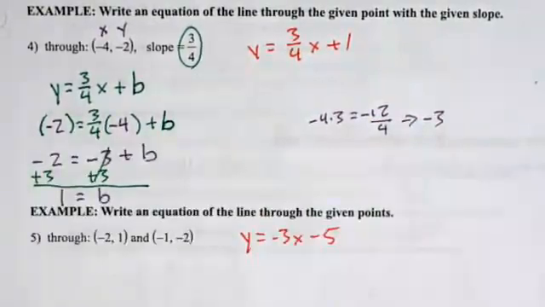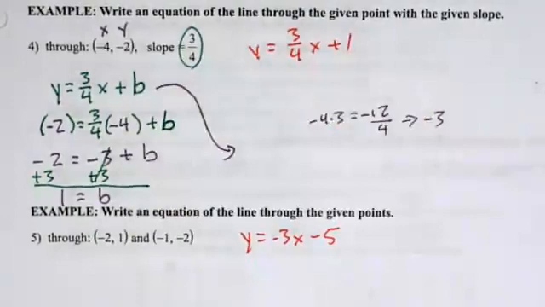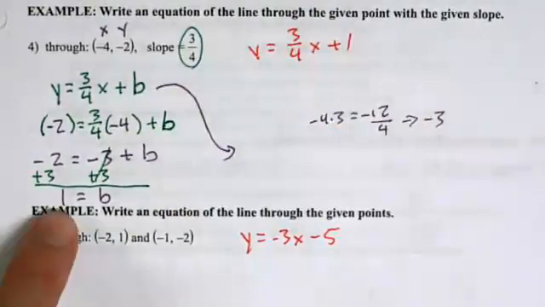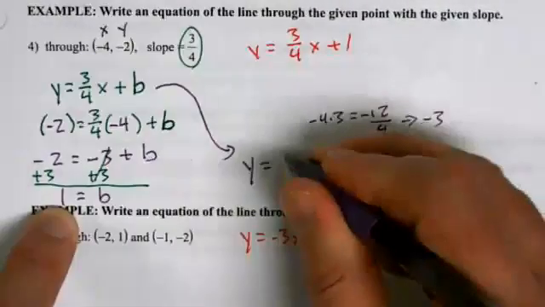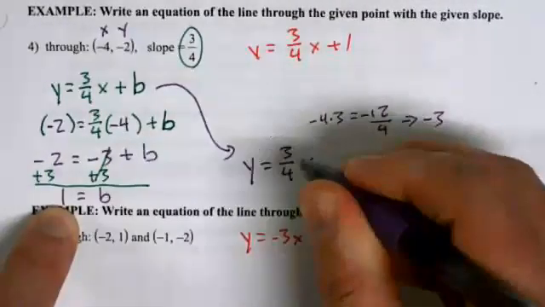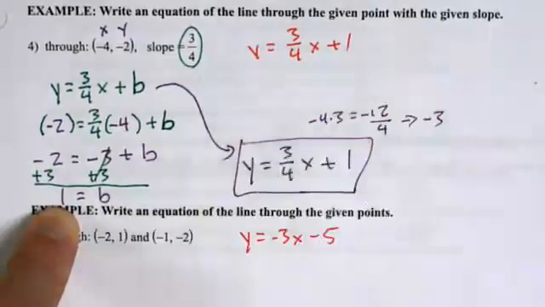So b is 1. So now we can finally write our final equation. We almost had it done from the beginning. We were just missing the b. So let's write out our final equation. We already knew that it was 3/4 x. We just need this b at the end. Now we know that b is 1. We put that 1 in there and we're good to go.